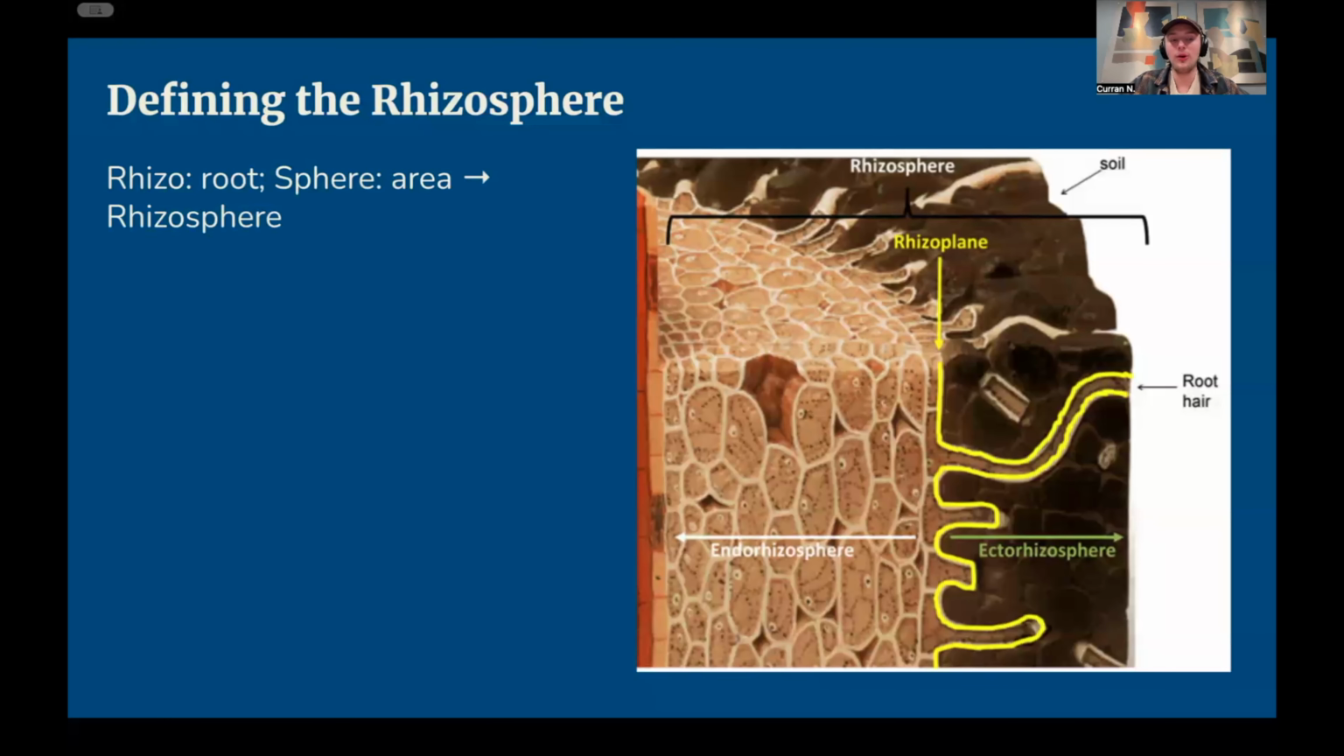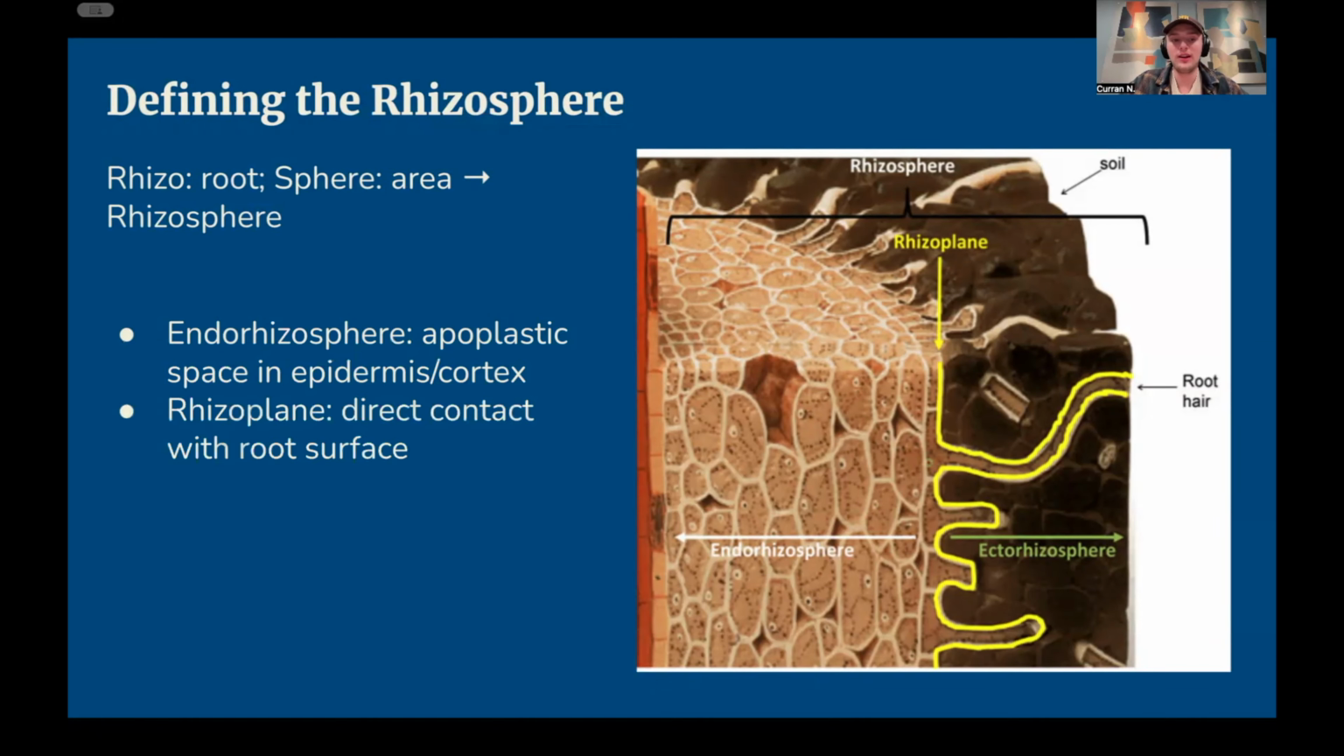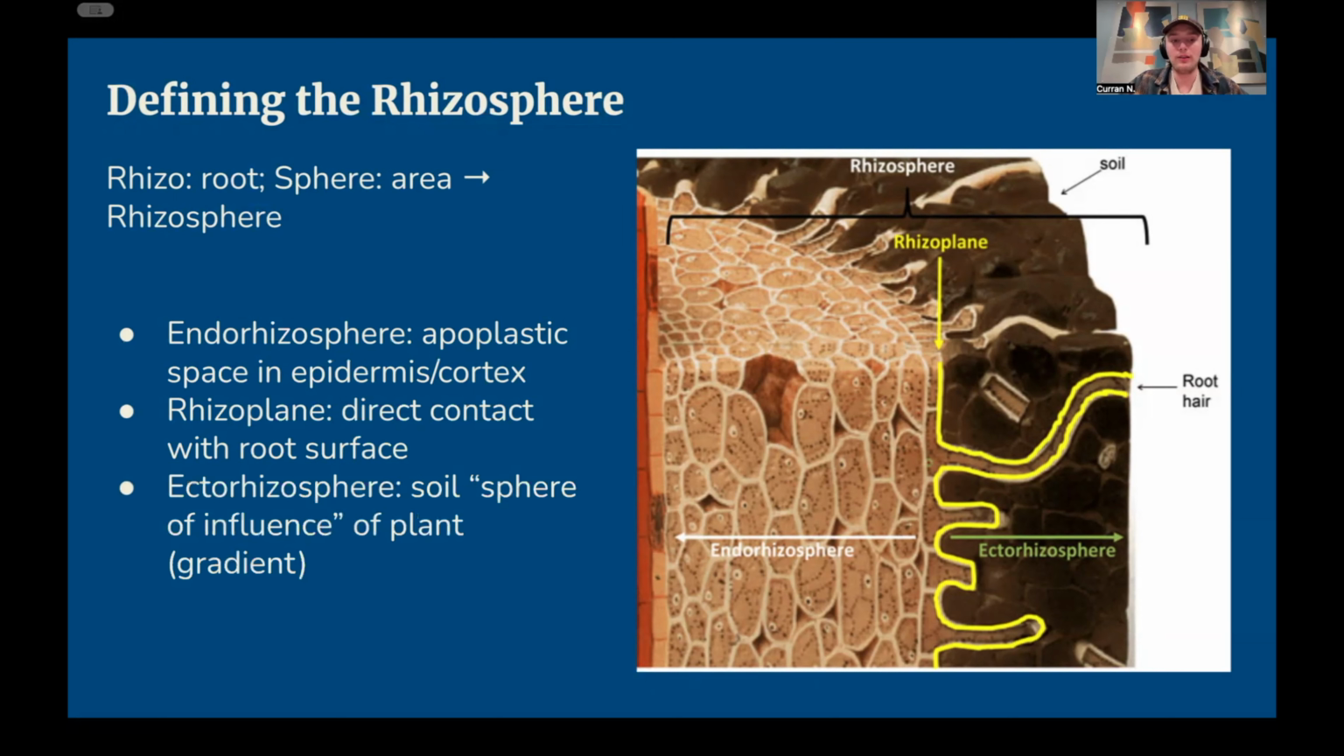So the rhizosphere comes from the roots rhizo and sphere, so the root area. It has three regions: the endorhizosphere, the apoplastic space between cells in the epidermis and cortex, as well as the rhizoplane, the area of direct contact with the root surface, as well as the ectorhizosphere, so the sphere of influence going into bulk soil a few centimeters around the plant.